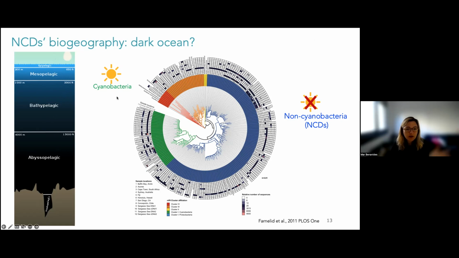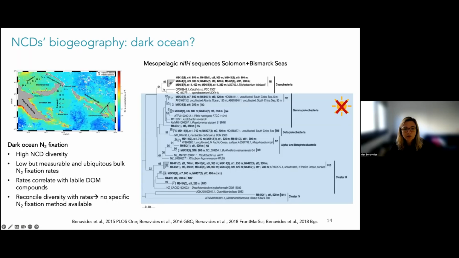So you would expect that cyanobacteria, because they are photosynthetic, would be restricted to the epipelagic layer. But then NCDs, if they don't need light, maybe they can be anywhere else. So this is something we started to work on, to measure nitrogen fixation rates and to get DNA samples from both the mesopelagic and the bathypelagic regions of the ocean. And without going into many details, because there have been several works on this, pretty much the results that we get are always the same.